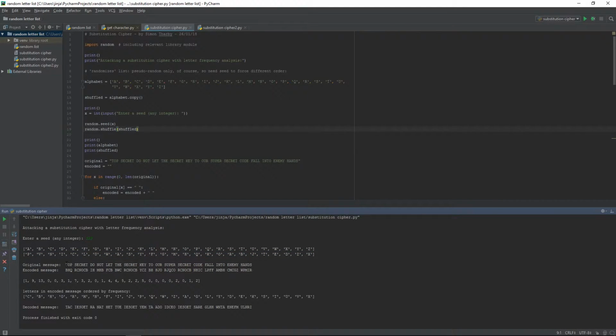So top secret, first letter is T. And we have decided, using our randomizer, that B will replace T. And there it is, B. And there's another one, B for a T. So yeah, pretty straightforward. There it is, encoded.